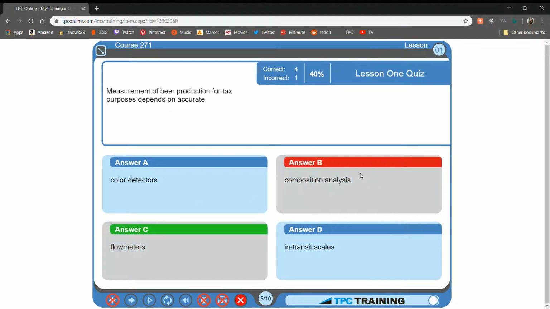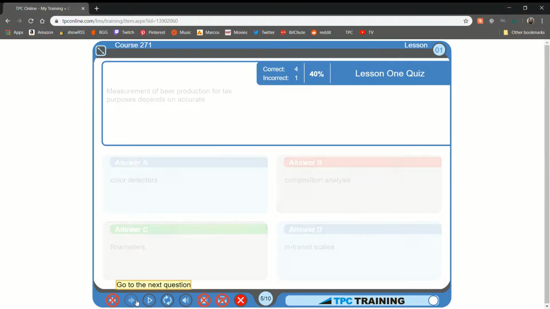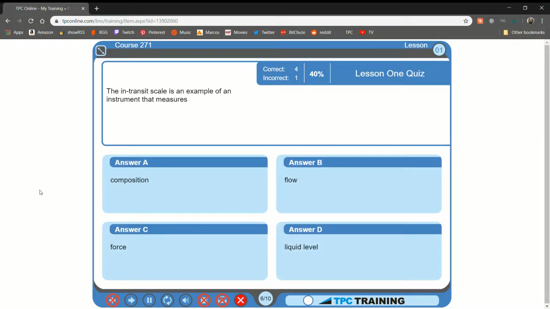B, that is not correct. The in-transit scale is an example of an instrument that measures A. That is not correct. A vision sensor can be used to check for consistency of... That is correct.